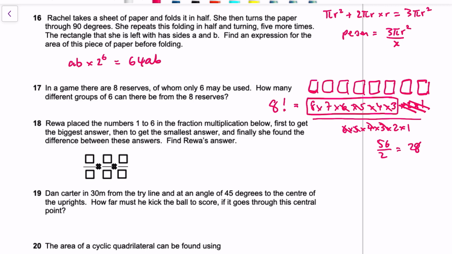No, I've completely misread this question. There's times symbols in the middle. It's a fraction multiplication. It's not one big fraction. My goodness. So we still want that sort of idea, but I was just doing the numbers wrong. So that top number needs to be as small as possible. So 1 times 2 times 3. And the bottom number as big as possible.